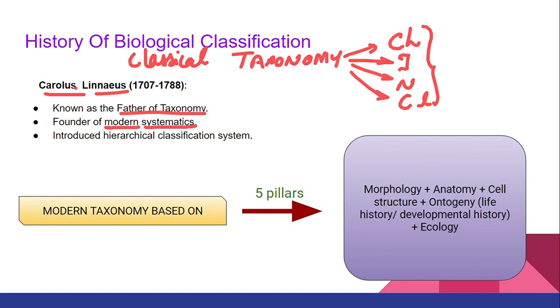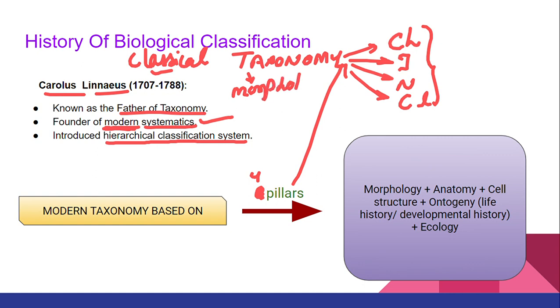Now, Carl Linnaeus introduced the hierarchical classification system and he introduced modern systematics. When I say modern, obviously it is going to be more advanced than the classical one. So how is it more advanced than the classical one? Let's see. So this also has 4 pillars. But classical taxonomy is based mostly on morphological classification. We see only morphologically, right?